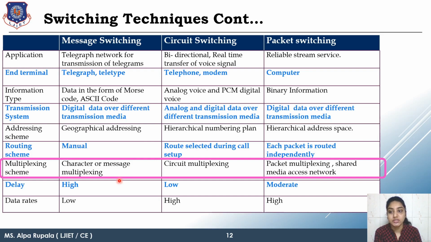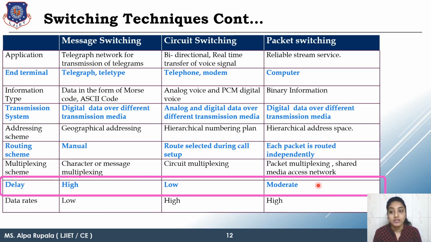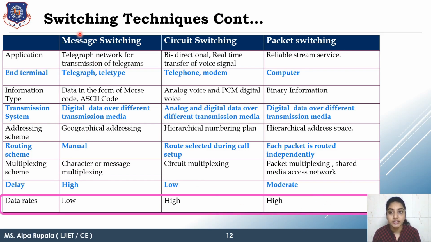In message switching, we use character or message multiplexing. In circuit switching, circuit multiplexing, and in packet switching, packet multiplexing. The delay in message switching is high. In circuit switching it is low due to the dedicated connection. In packet switching, it is moderate. The data rate in message switching is low due to the very large amount of data. In circuit switching it is high, and in packet switching it is high.